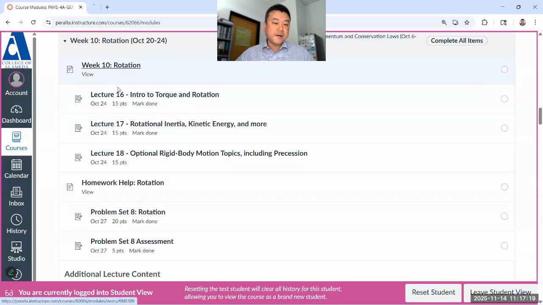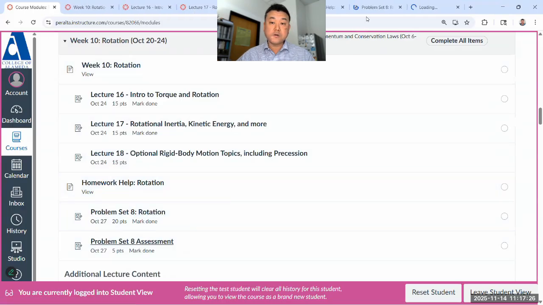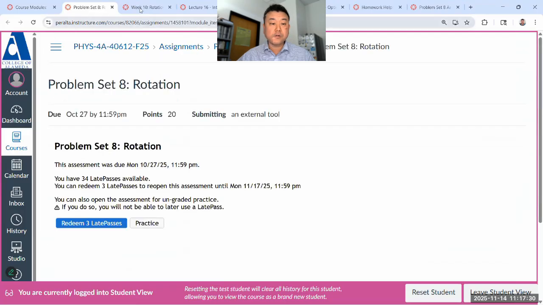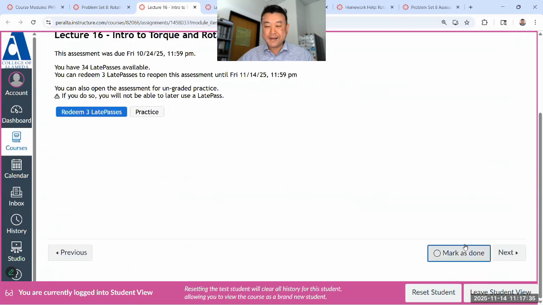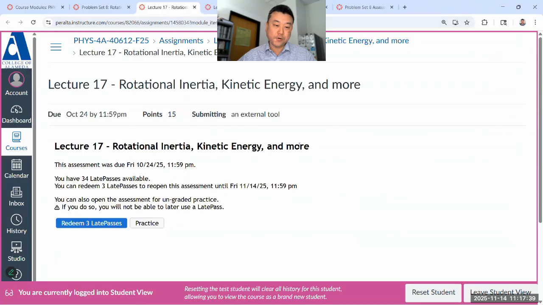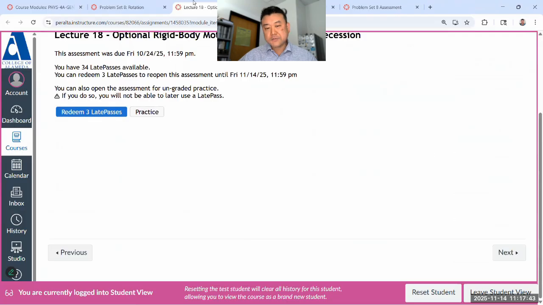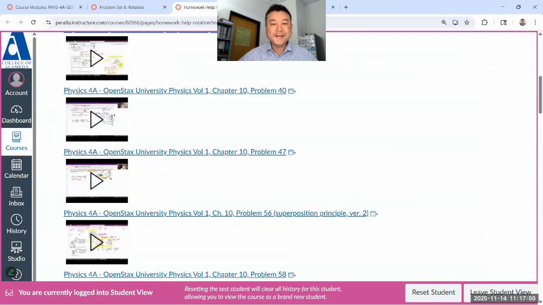But for someone who might have fallen behind, given the two bad choices of either not being able to access the course at all, or skipping as I'm doing right now, I decided the latter is the lesser of two evils. So the course has been set up to enable you to do that. Oh, this is optional. That's why you don't have to mark it as done.